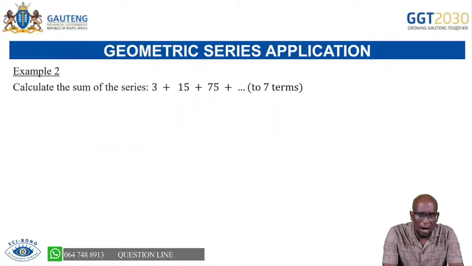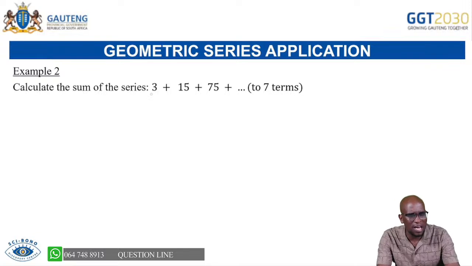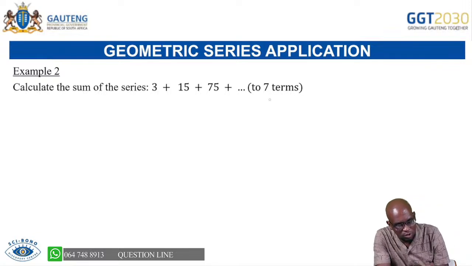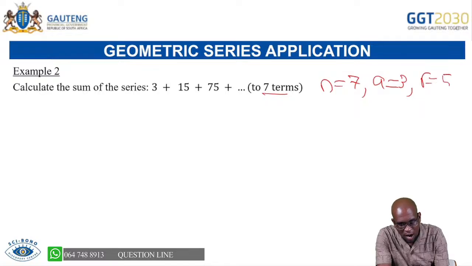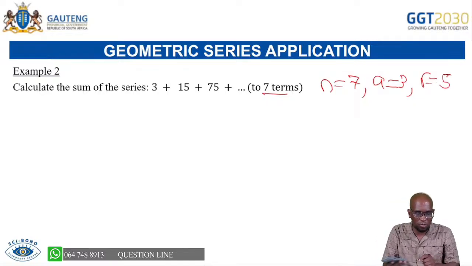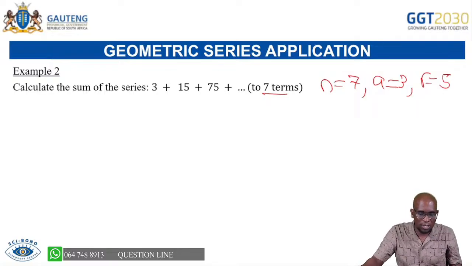Geometric series application. Now, let us look at the application of that. You are given the terms of a geometric series and you are told there are 7, which means n is equal to 7. We see that a is equal to 3. We need to work out r, which is 15 divided by 3, which would then be 5. So r is equal to 5, because it is 15 divided by 3, or 75 divided by 15. So we get that r is 5.